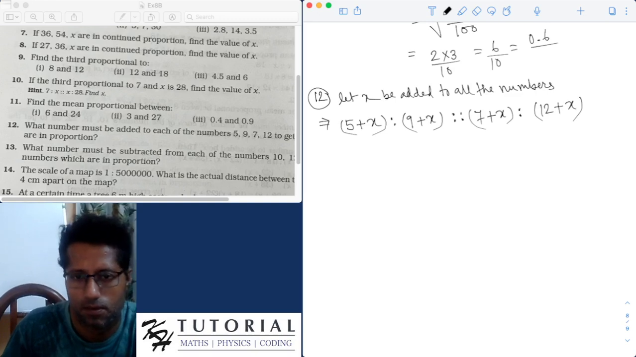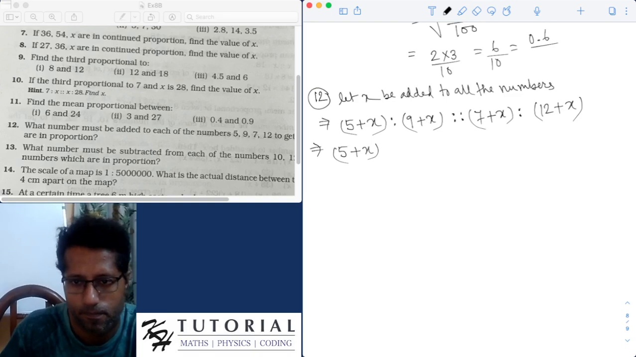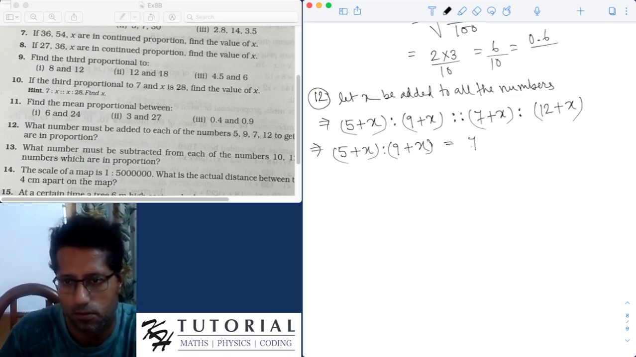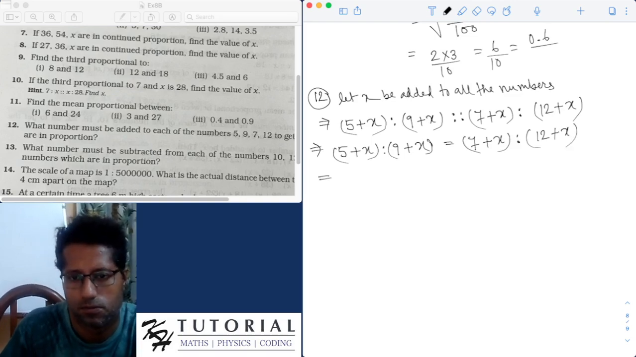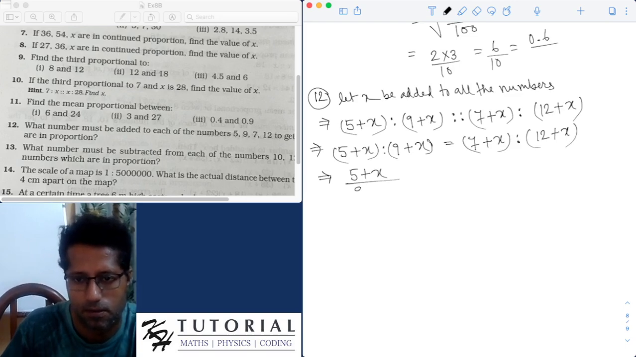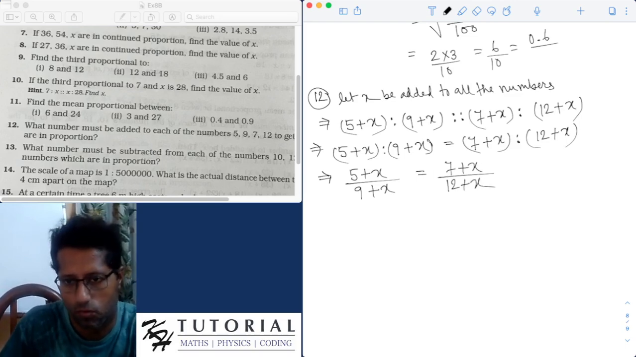So now this implies that 5 plus x is to 9 plus x equals 7 plus x is to 12 plus x. So this implies 5 plus x divided by 9 plus x equals 7 plus x divided by 12 plus x. Now you have to do cross multiplication.